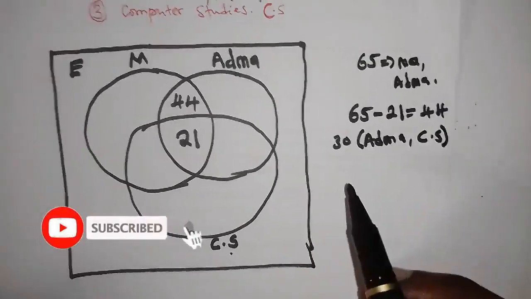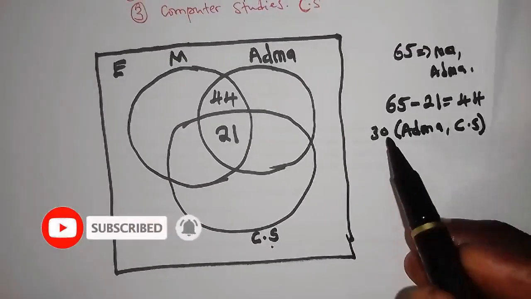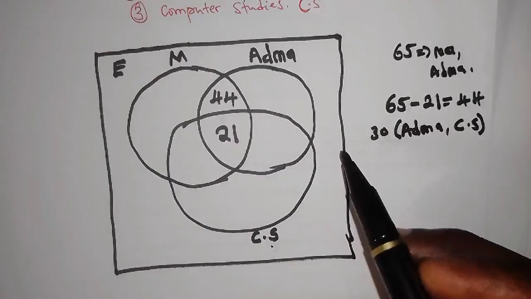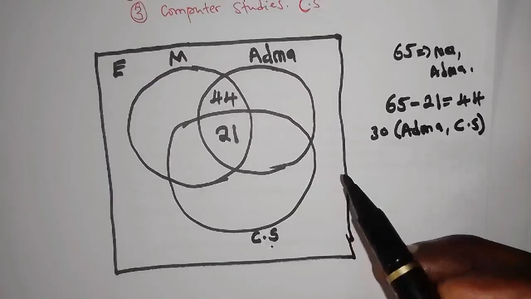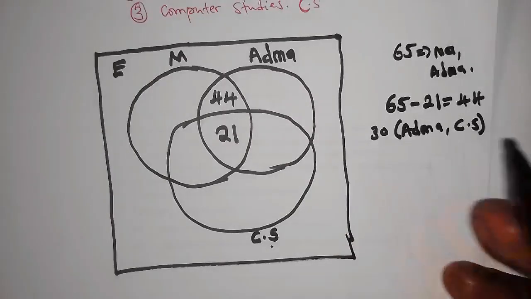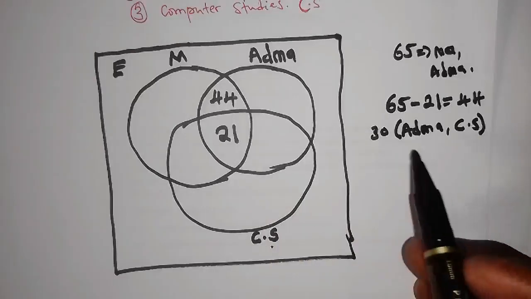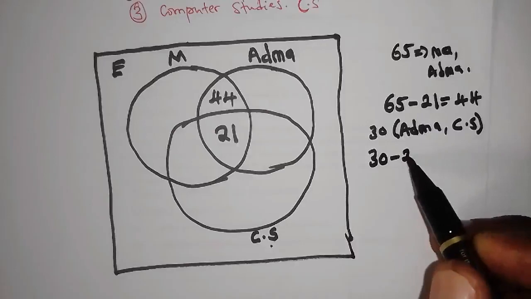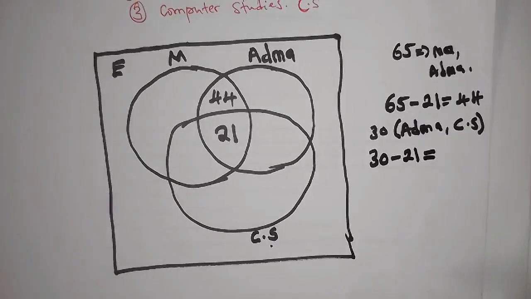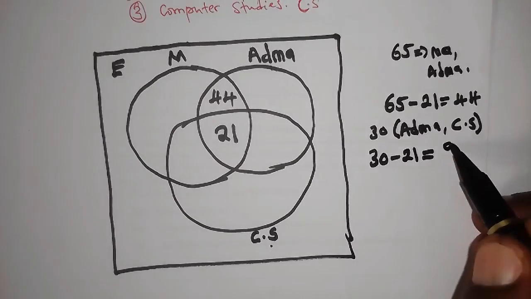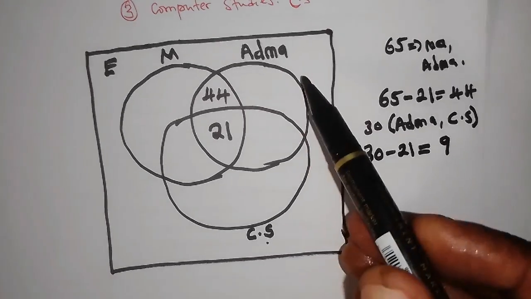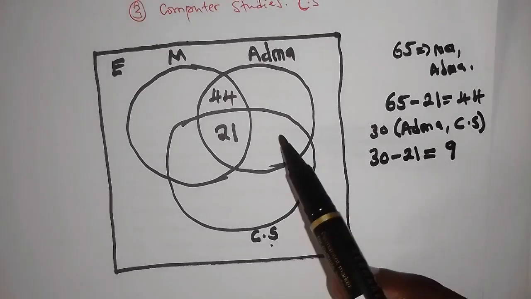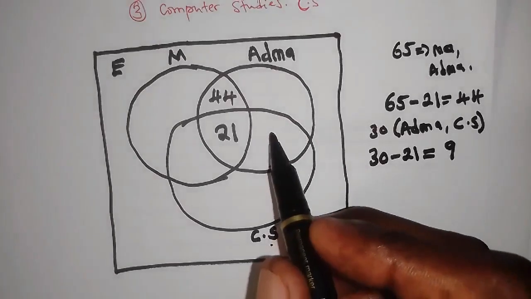Out of 30, we should always subtract 21 so that we know exactly the actual number of those only in that part, because 21 implies that they are in this 30. So you're going to say 30 minus 21, which gives you 9. So the intersection of additional mathematics and computer studies is this part, and this is where you put the 9.